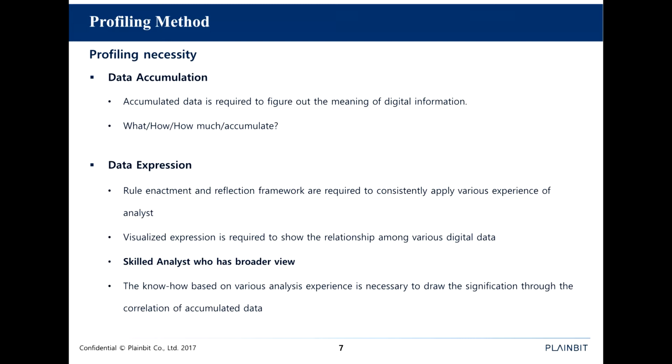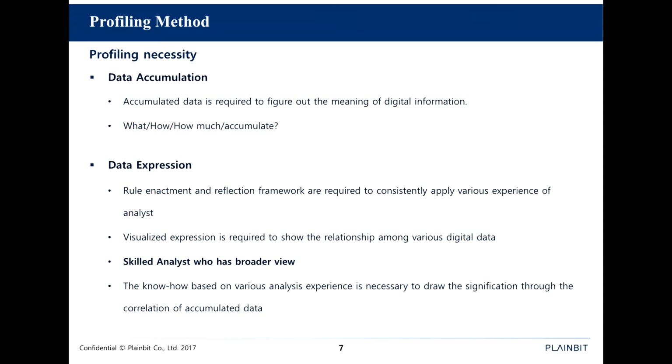In order to perform profiling, data must be accumulated first. You must first define the goals you want to achieve with profiling. Then define the collection method and retention period for the required data. The more data you have, the better, but the more data you do not have, the more you will need to accumulate since this will hinder profiling.